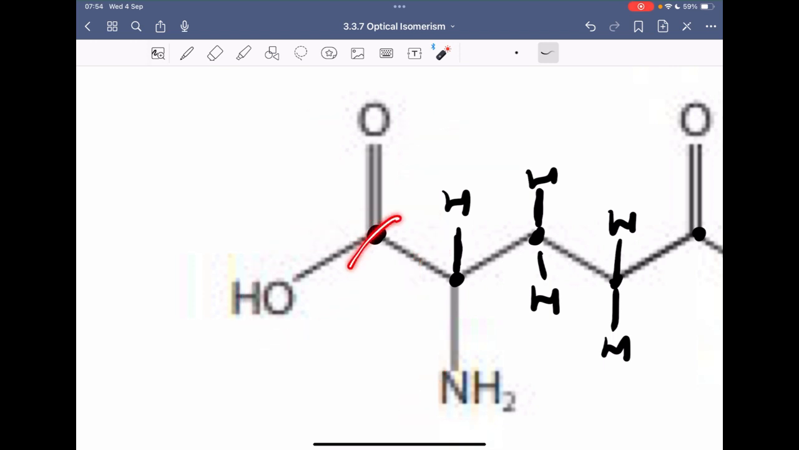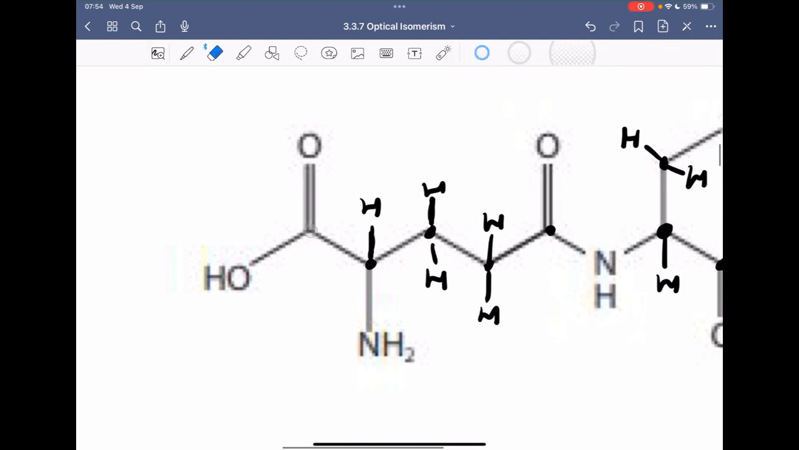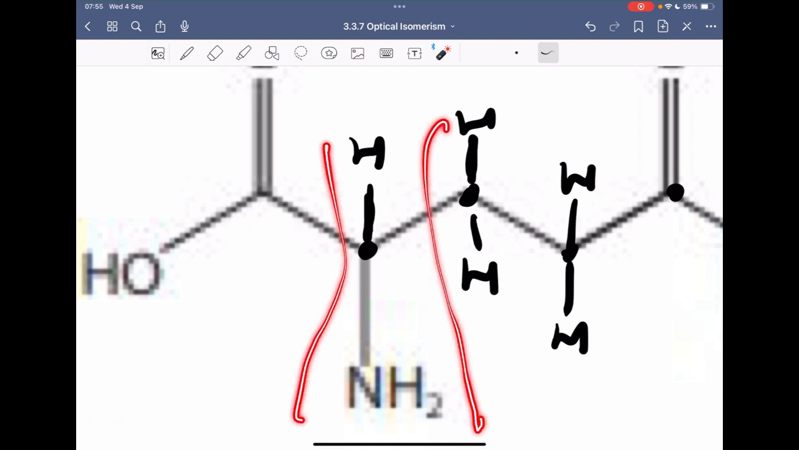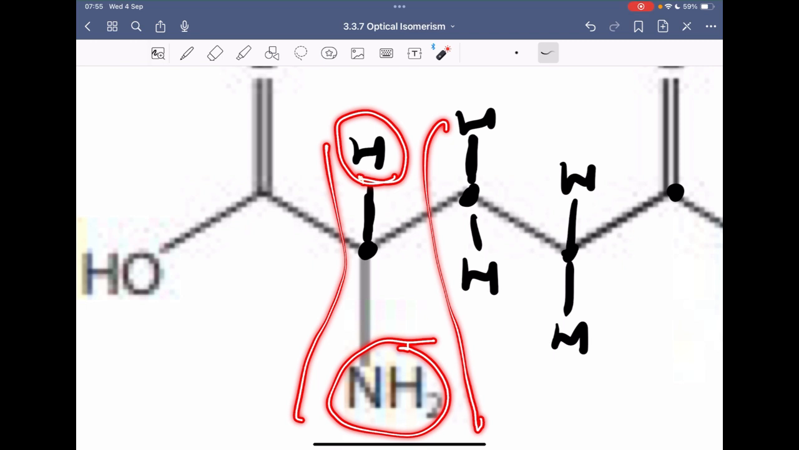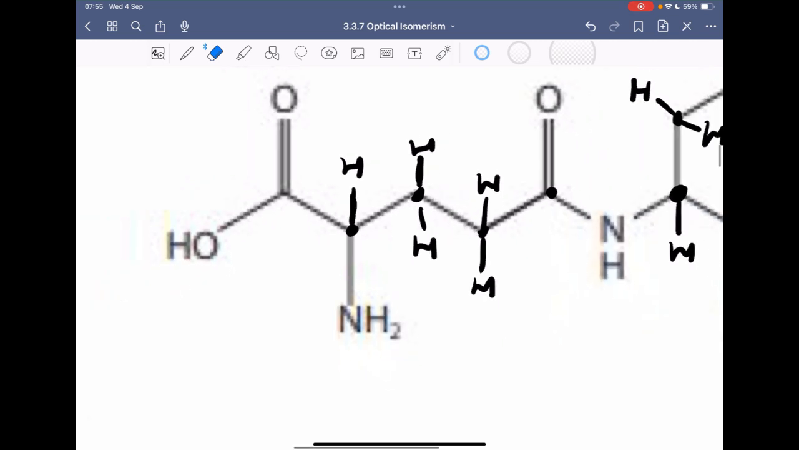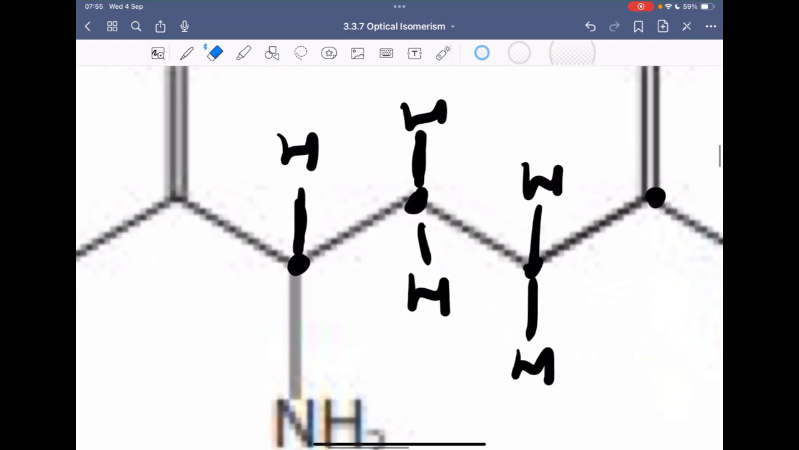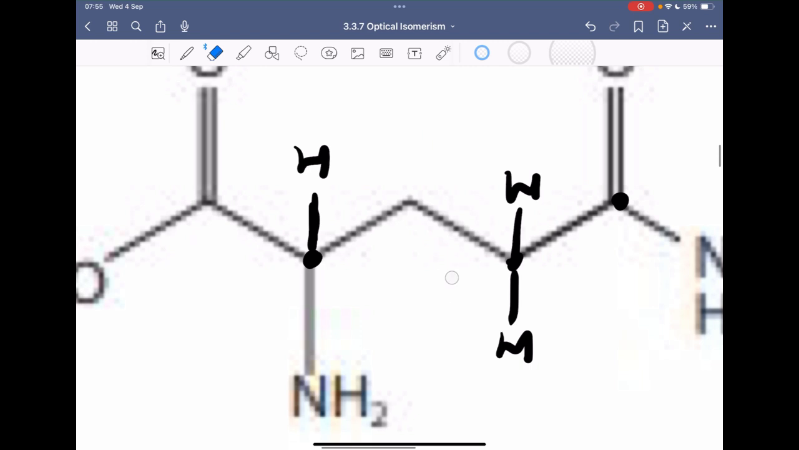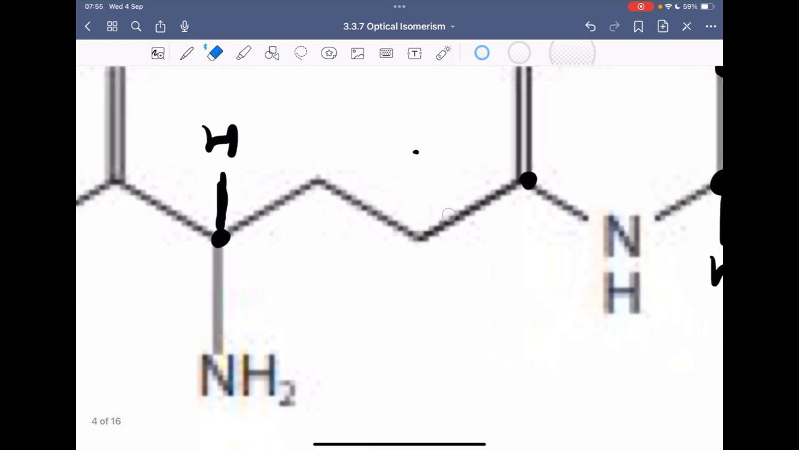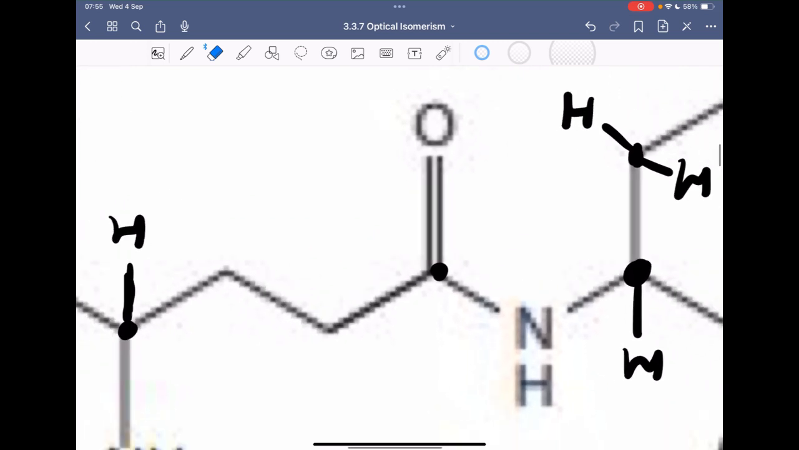So this one is not a chiral carbon, okay? Now this next one has one group here, one group here, another group here, and another group here. Okay, so this can count as a chiral carbon. Okay, so this is correct. This one has two hydrogens attached to it, so it can't be a chiral carbon. Okay. Same thing with this one. This one only has three groups attached to it.